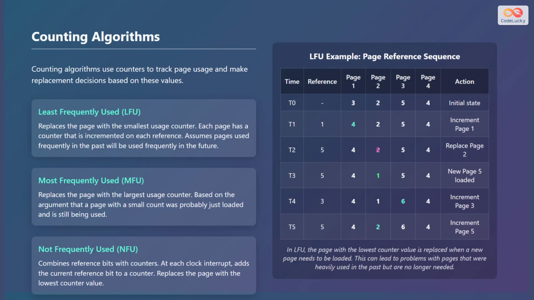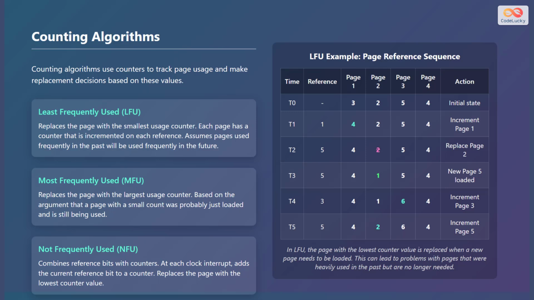Now let us take a look at counting algorithms. Counting algorithms use counters to track page usage and make replacement decisions based on these values. The first algorithm is least frequently used, or LFU. This algorithm replaces the page with the smallest usage counter, incrementing the counter each time a page is referenced. It assumes that pages used frequently in the past will be used frequently in the future.